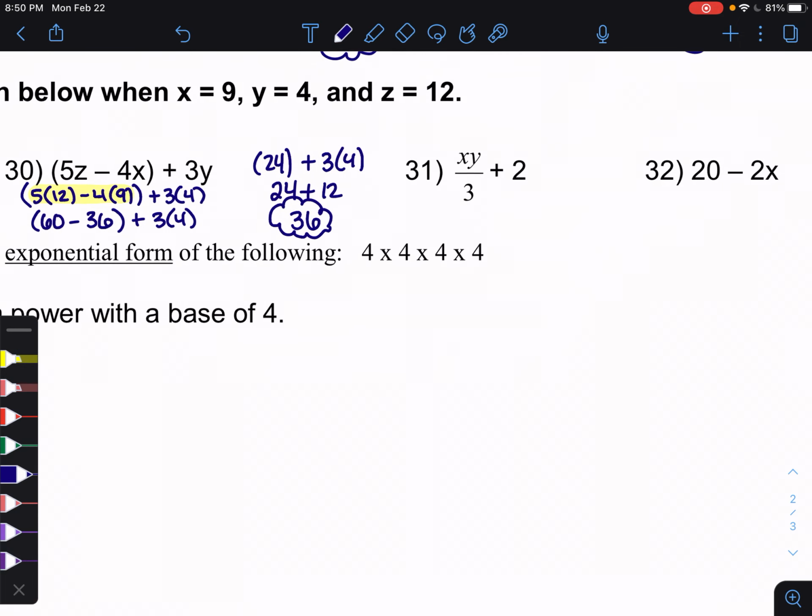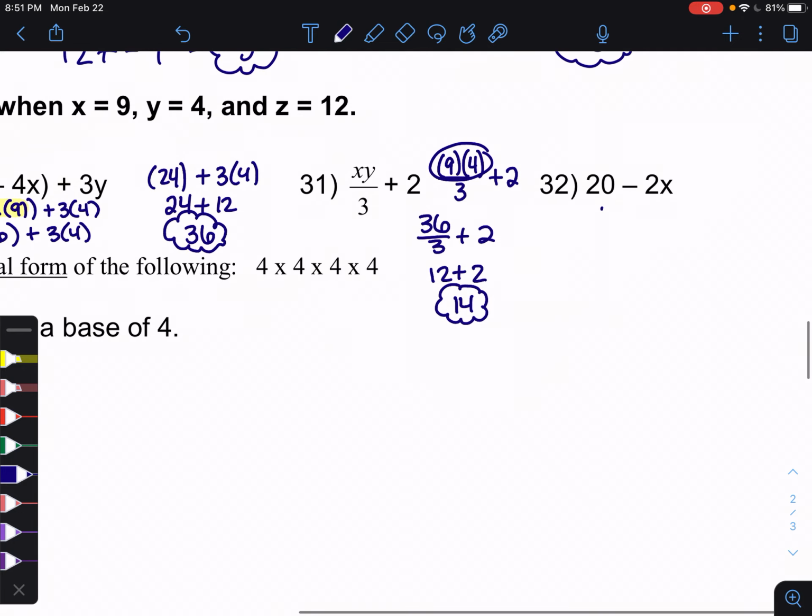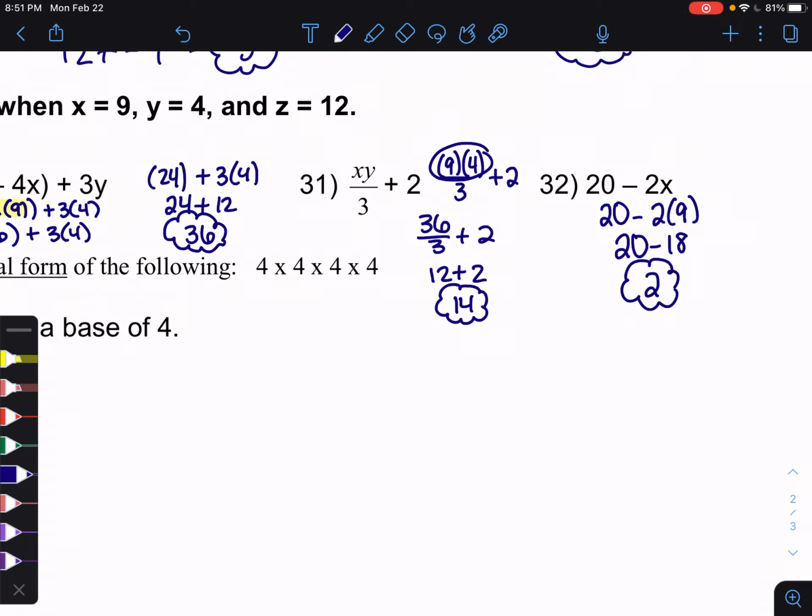For number 31, I'm going to do x, so 9 times y is 4 over 3 plus 2. I'm going to do the top of my fraction first, so 9 times 4 is 36, divided by 3 plus 2. 36 divided by 3 is 12, plus 2 is 14. And then for 32, I've got 20 minus 2 times 9. So I've got 20 minus 18, which is 2.